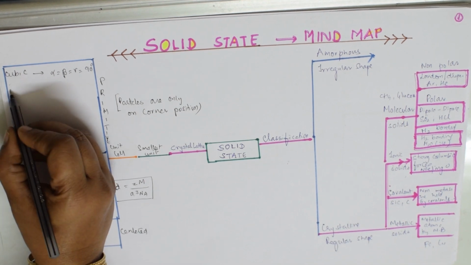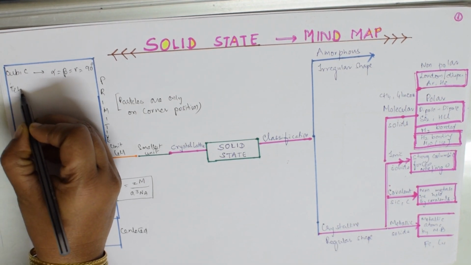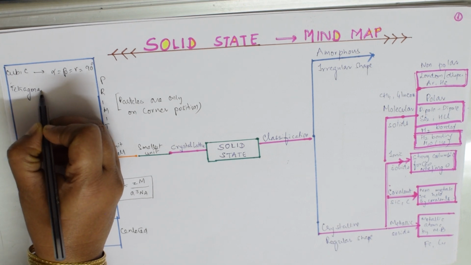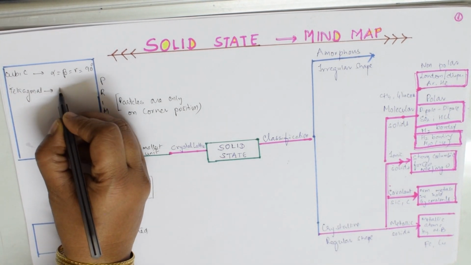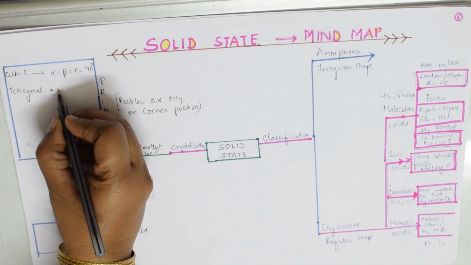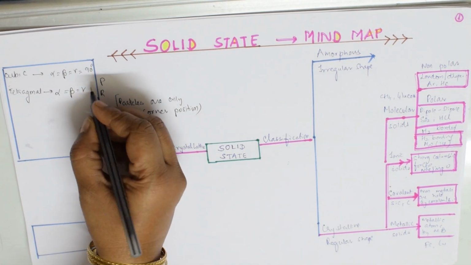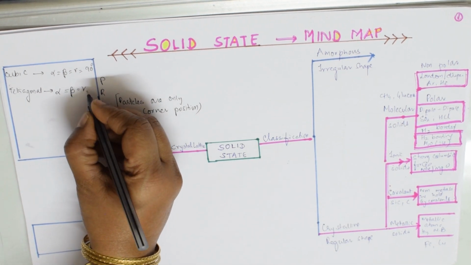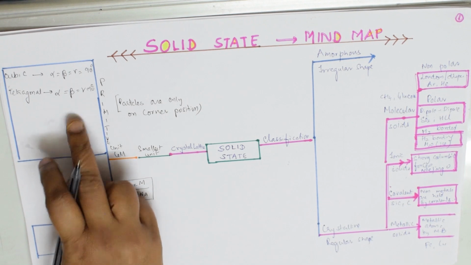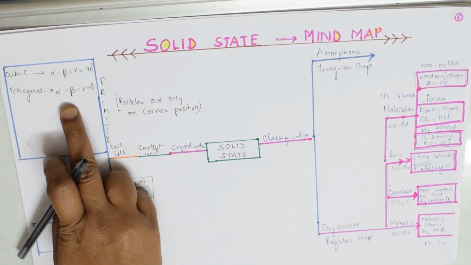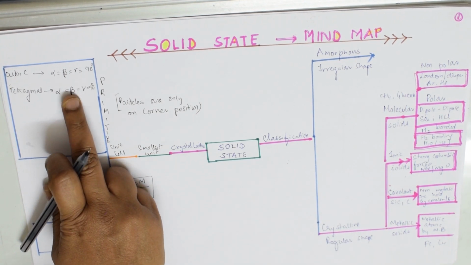Done? Yes. Next is the tetragonal structure. The tetragonal Bravais lattice is also primitive in nature, as you have written here. Alpha is equal to beta is equal to gamma is equal to 90 degrees. Examples would be tin, SnO2, TiO2.